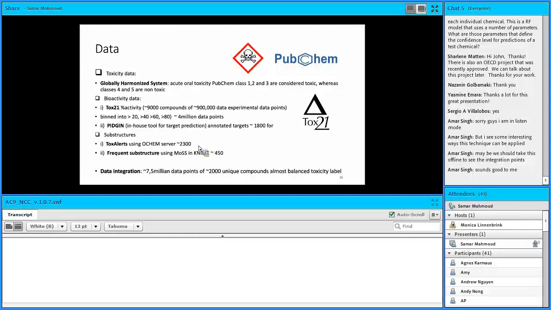In addition to the bioactivity data, we use substructures to reflect toxicophores using tox alerts data from the OCHEM server, as well as substructures that are frequent in the compounds in the dataset using the MOSS node in KNIME. And the integration of the data resulted in around 2,000 unique compounds with complete measurements, which have been used to generate the rules.